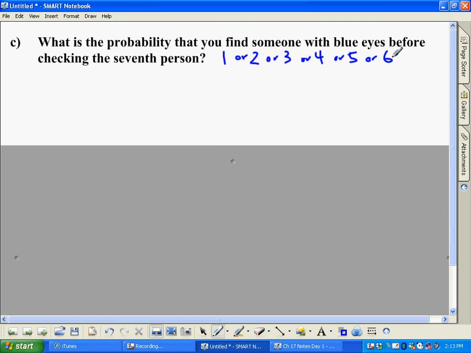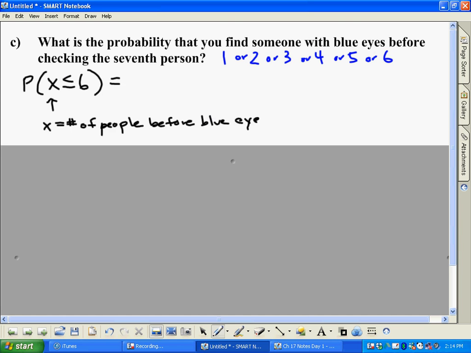Now that's a lot of calculating here. So there's actually a shortcut for how to do this. If you wanted to define this, first of all, this means anything that's 6 or lower. So we would write out the probability that it happens on the 6th person or lower. We'd write it like this, where X stands for the number of people it takes before you find someone with blue eyes.